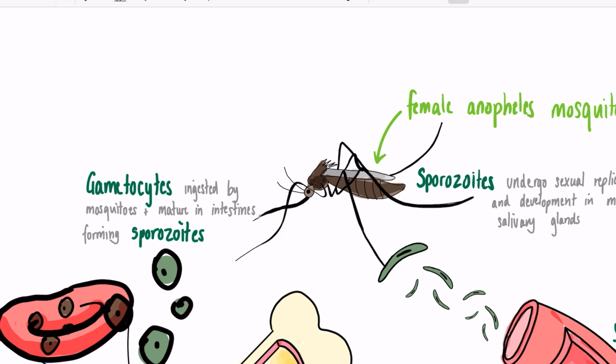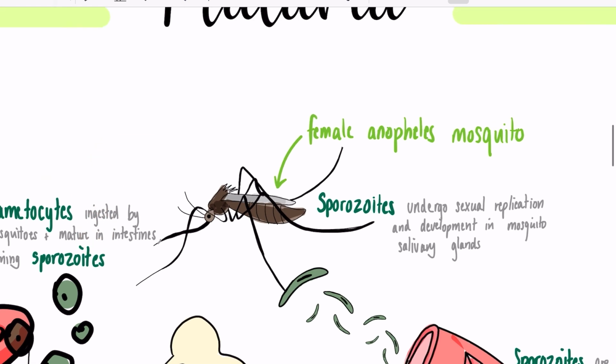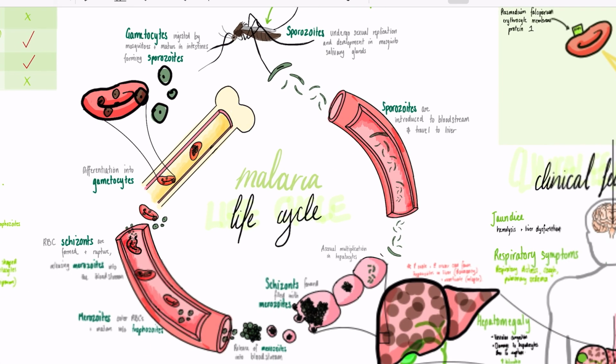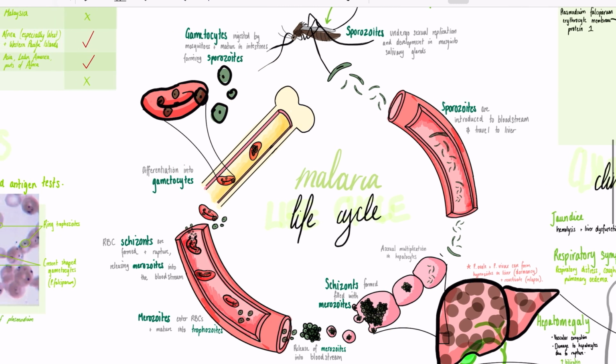And so here, in the mosquitoes, they mature in the intestines. So the gametocytes turn into sporozoites in the intestines. Then they travel to the salivary glands again, where they start sexually replicating, and the cycle starts again and again. So that is our malaria life cycle right there.